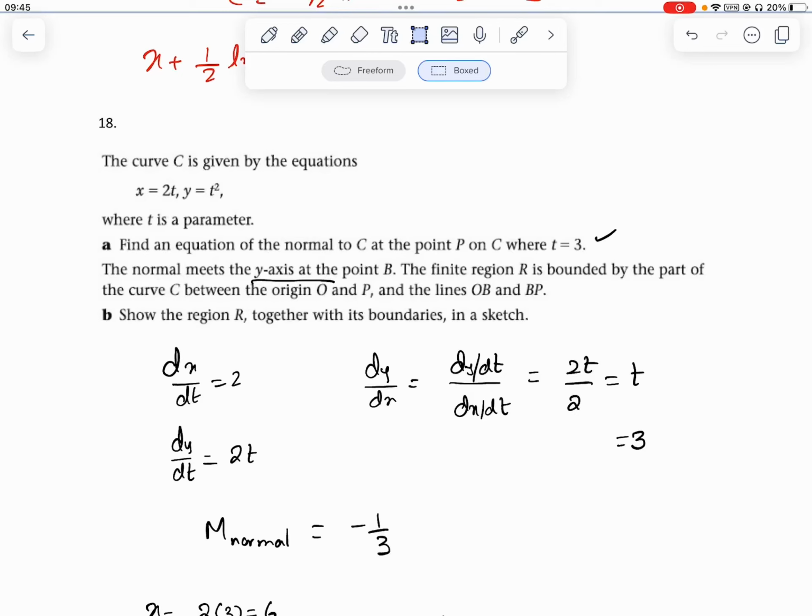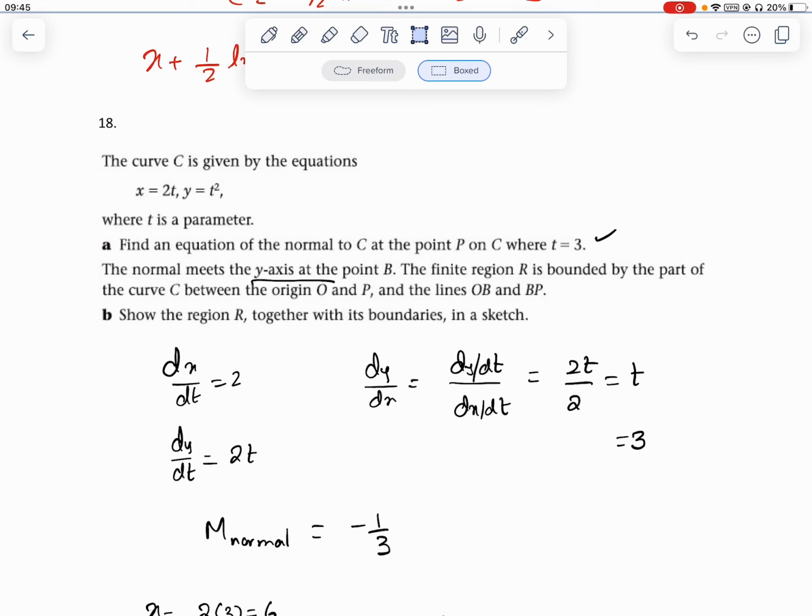So welcome, this is part 2 of the video topical based on integration from the past paper questions, useful for both IBDP and A levels. The curve C is given by the equation x equals 2t and y equals t square. Find an equation of the normal to C at the point t equals 3.